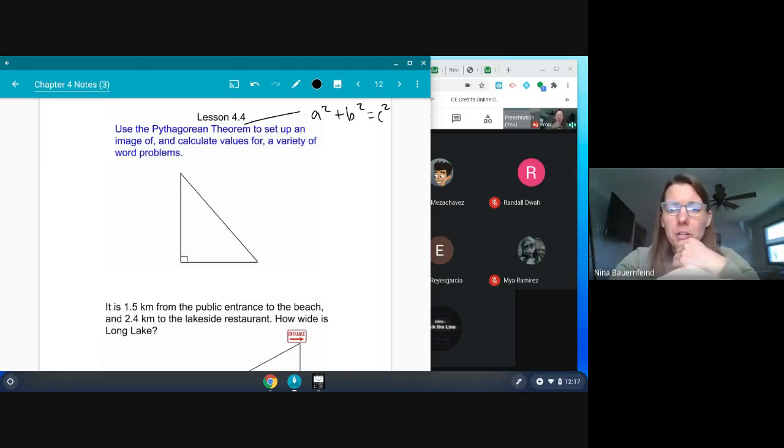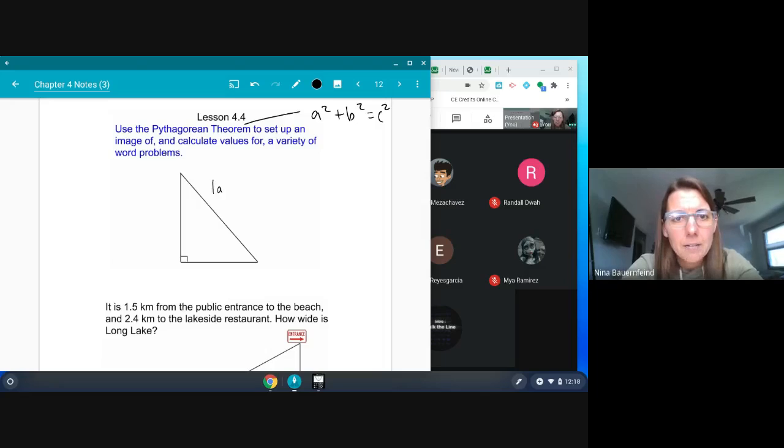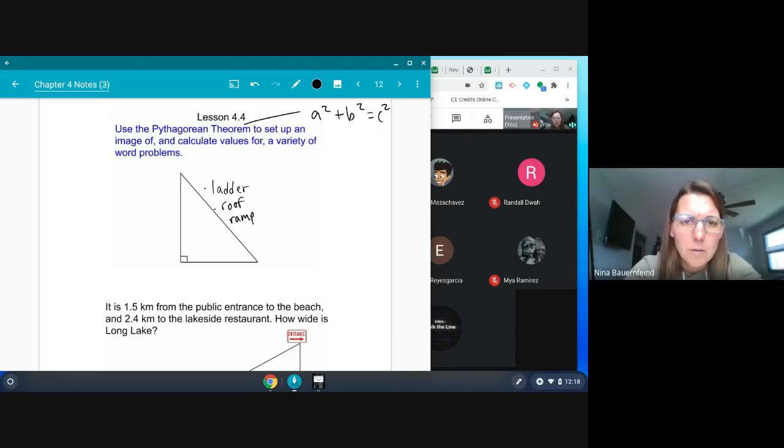I have this picture here because there are some words that I want you to be kind of familiar with. And this is also in that notes packet, the filled out completed notes PDF that I showed you. But some keywords are, if you see the length of a ladder, that's going to be the hypotenuse. Or a roof, or a ramp. These keywords are going to tell you it's the hypotenuse, or C.